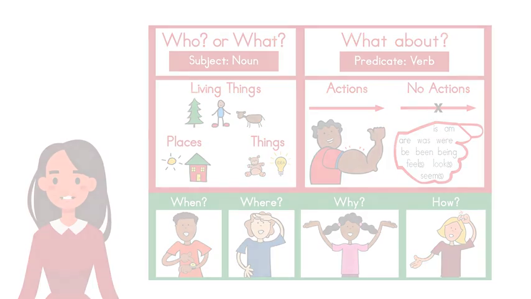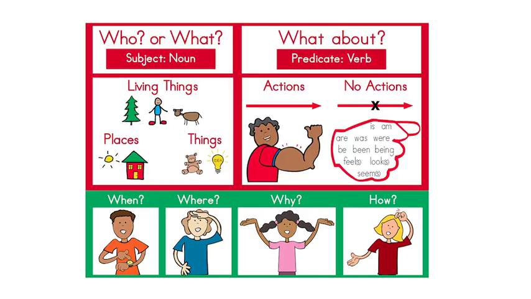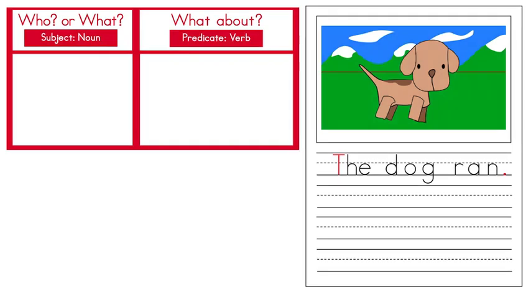Thanks, Who-What chart. Red light! Hey, what's going on? The red colors will remind us to stop and ask the subject-predicate questions to form a complete sentence. Here's our idea about a dog. Go to the subject. The subject question is, who or what? Who or what is our sentence about? Or, who or what is doing the action?